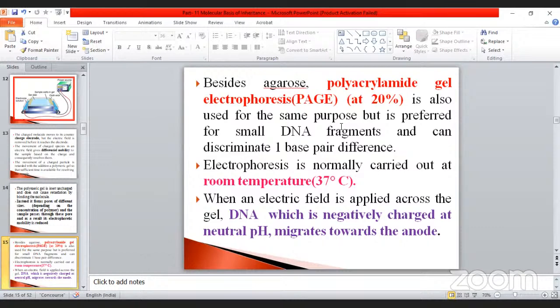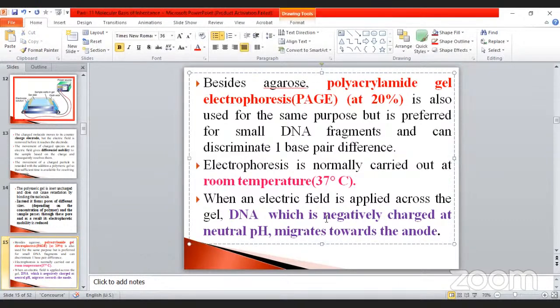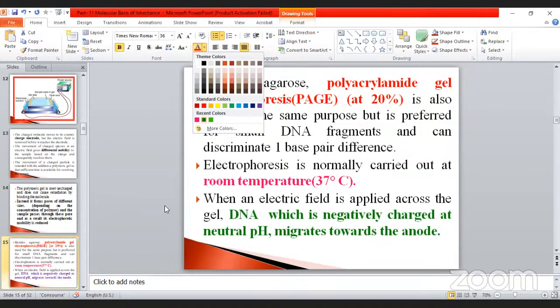Which temperature? Here you must note it down. The electrophoresis name is PAGE. How finely can it discriminate? DNA fragments even one base pair apart. Electrophoresis is normally carried out at room temperature, 37 degrees Celsius. When an electric field is applied across the gel, DNA, which is negatively charged at neutral pH, migrates towards the anode. This is very, very important, my dear student. Don't forget, this is the point.